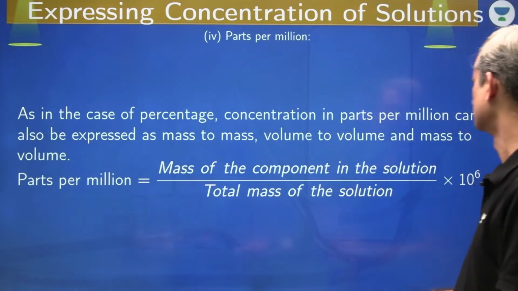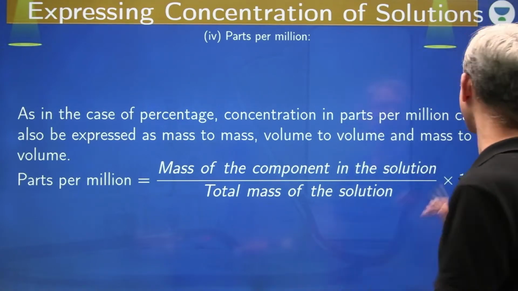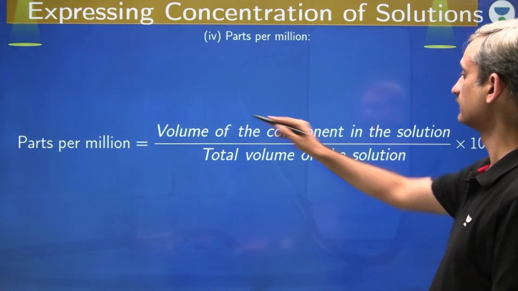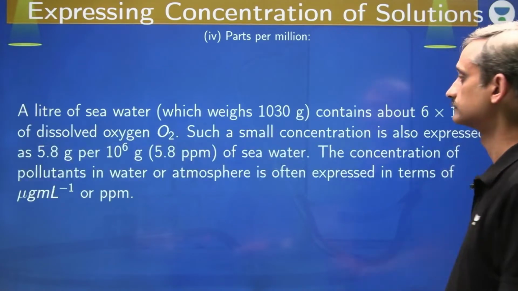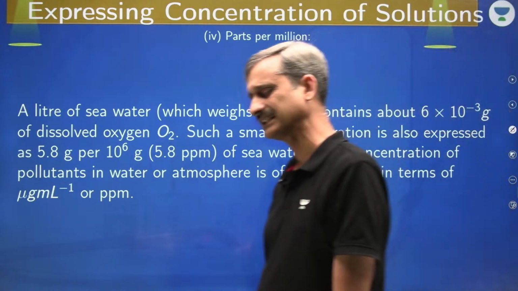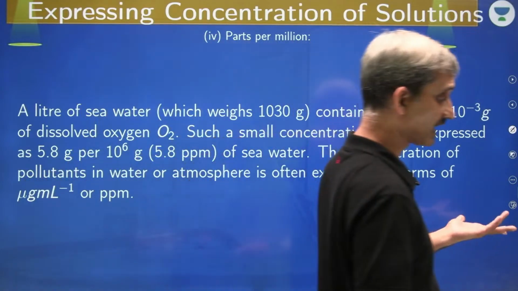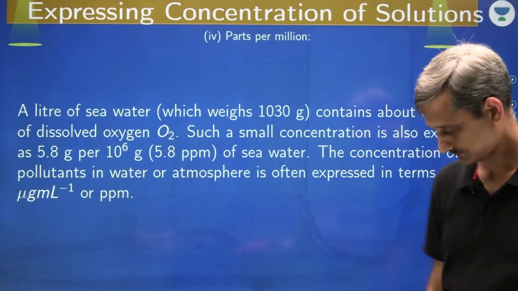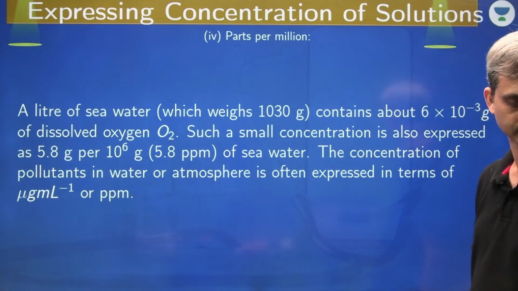We can have 10 raised to power 6, we can have mass, we can have volume, we can have numbers, we can have parts per million in any of the components. Okay, we can have it even in volume. Clear? Most often when we talk about the solubility of gases in liquids, we are talking about parts per million. When we are talking about pollution, we are talking about parts per million, because if it is more than that, it's going to be really problematic. That's what we have as parts per million, ppm.